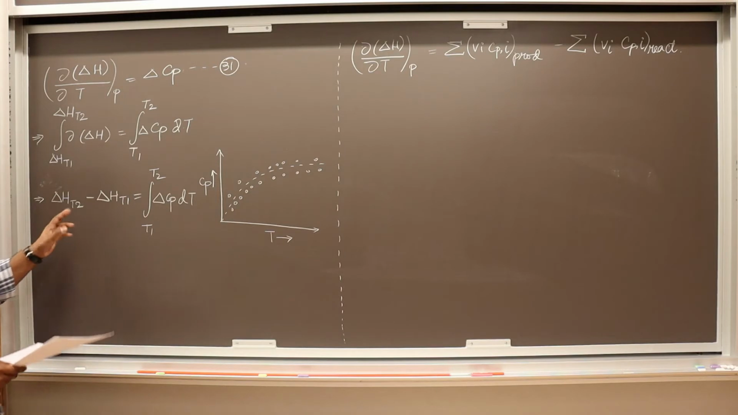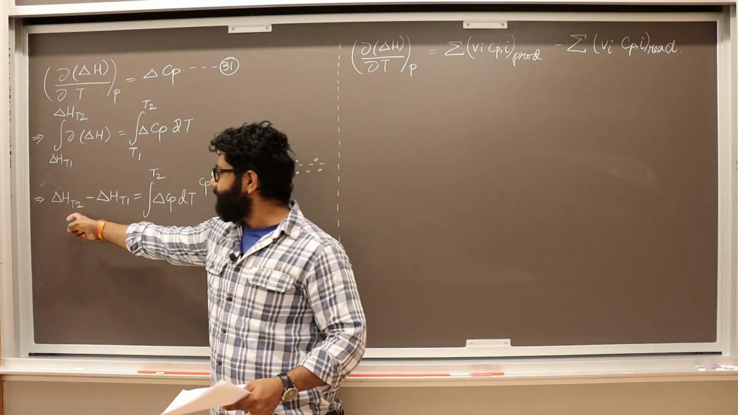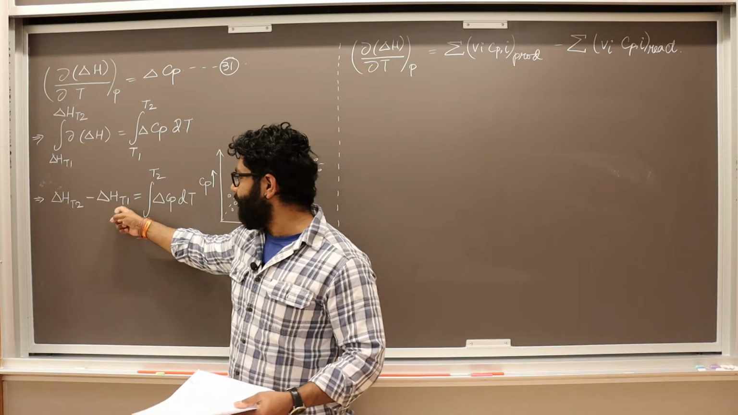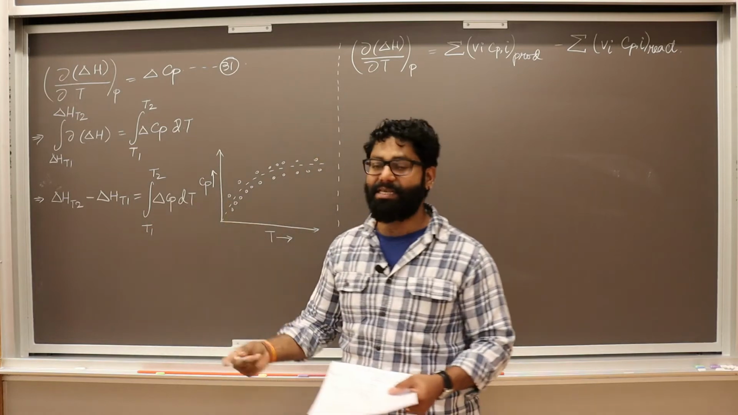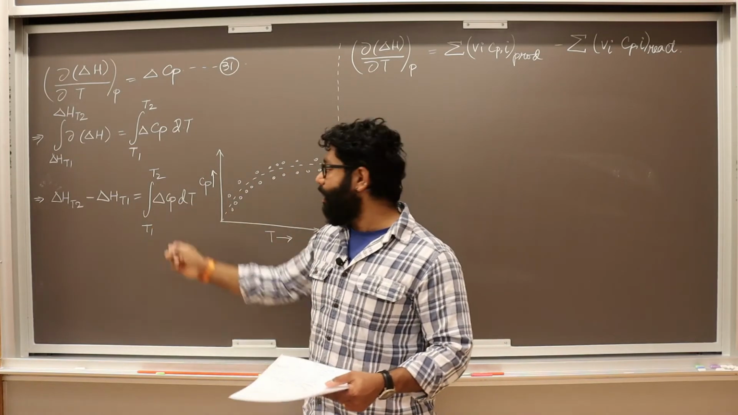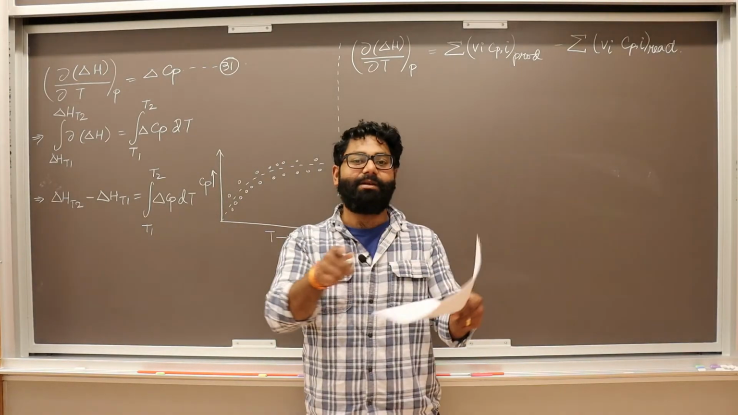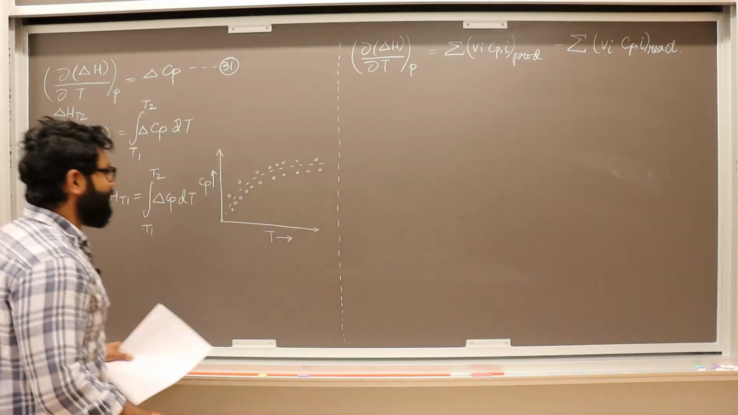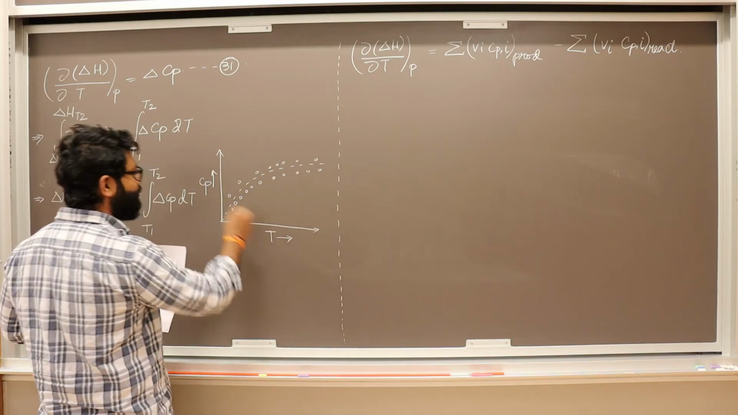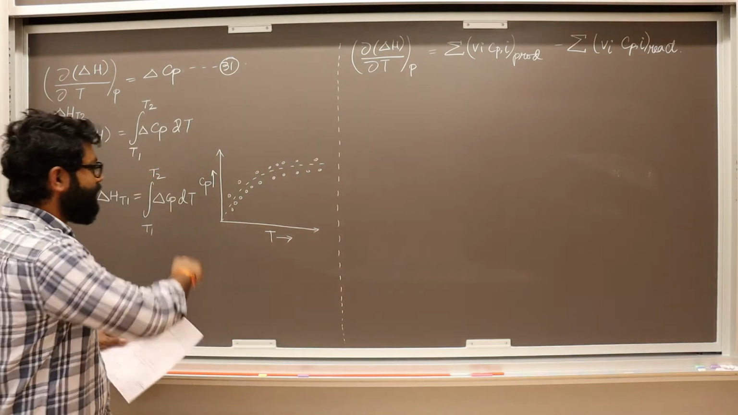Now, if we want to calculate the enthalpy change between temperature T2 and temperature T1, we need to find out the delta Cp as a function of temperature. Now, how can this be done? How can you find out Cp as a function of temperature? This can only be found out experimentally. So you conduct experiments, you raise the temperature and you try and find out the Cp. Okay, so you have the Meyer-Kelly equations.